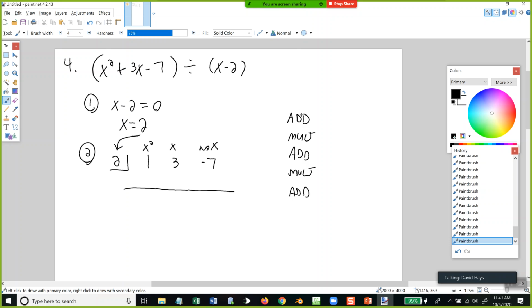First thing we're going to do is add. We start with our first column here. We got 1, and then there's nothing here. 1 plus nothing is 1. You simply bring that 1 down. And then you're going to multiply. You always multiply the number up in the box by the number you just put down here. So 2 times 1 is 2, and we put it over here.